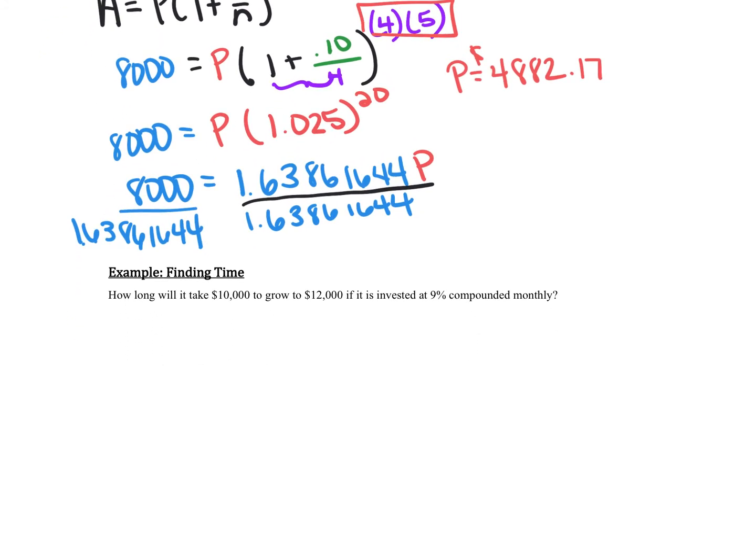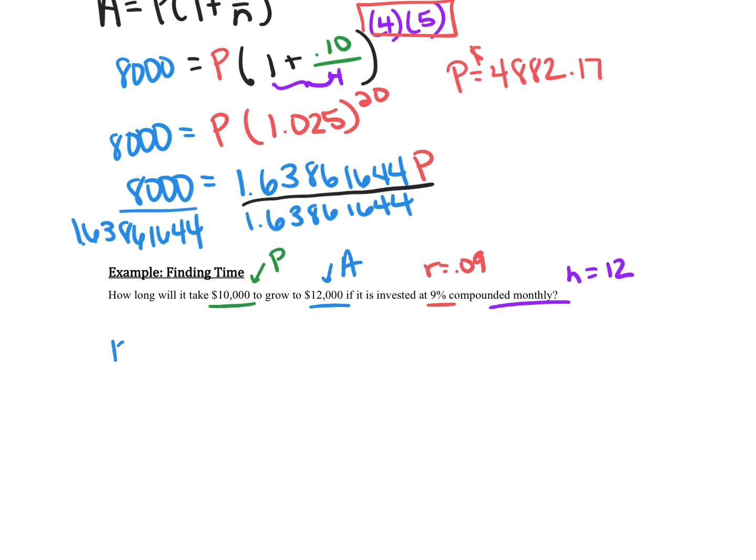Let's solve for the time variable next. How long will it take $10,000 to grow to $12,000 if it is invested at 9% compounded monthly? So again, I start off with 10,000. This is going to be my principal. To grow to 12,000, that's my A. Interest rate here is 9%, so that's 0.09. Compounded monthly means my N is equal to 12.